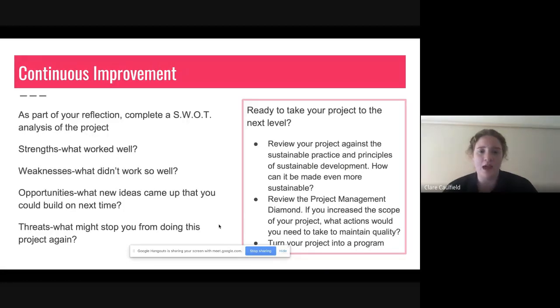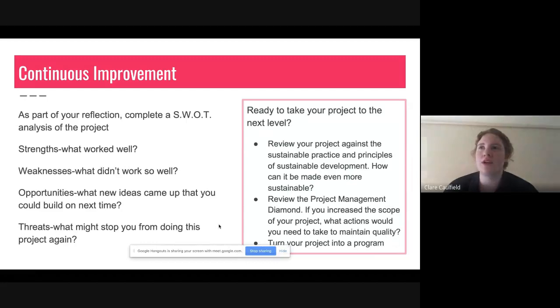And then as we move into step 5, sustaining, we can reflect on our project using a SWOT. We kind of did that this morning with Beck about our clubs. That was the first step of the strategic planning process. You can review a project based on sustainable practices and principles to make it even more sustainable environmentally in the future. You could review the project management diamond. What if the scope suddenly got bigger? What would you do? And you could look at turning a project, a one-off entity, or maybe a yearly project that you do, into a program.